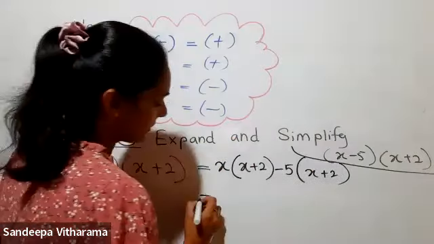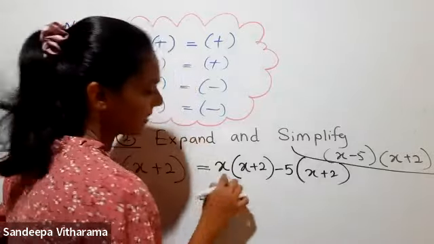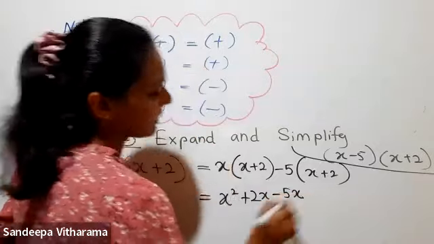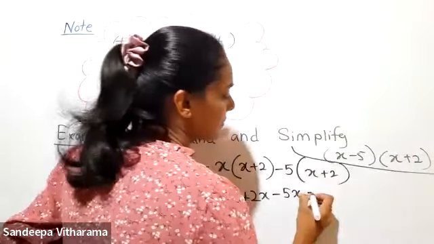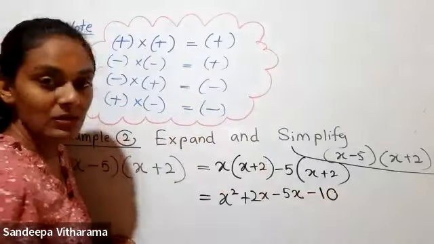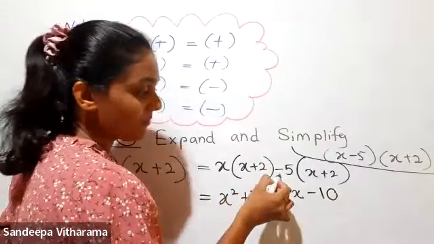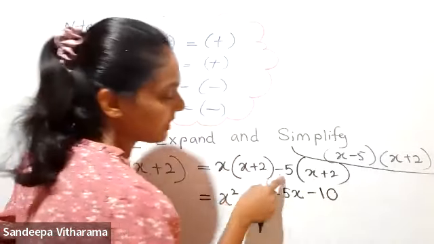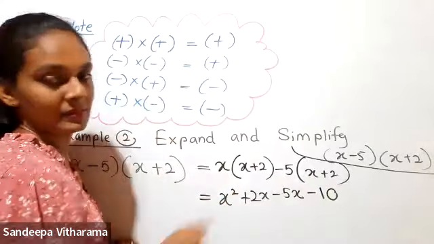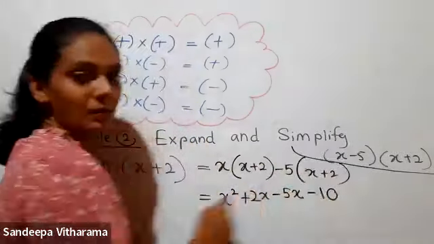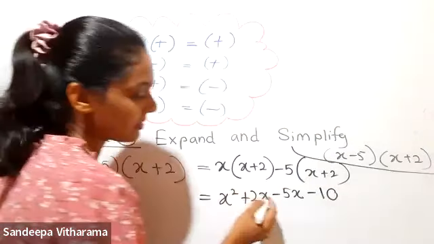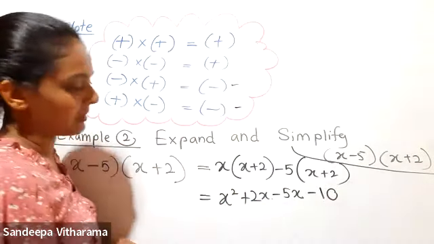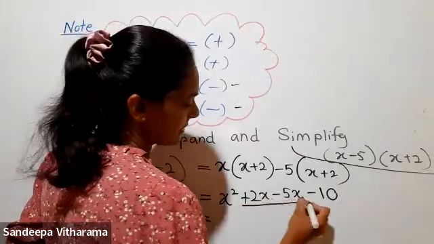Then let's multiply. x into x, x squared. x into 2, 2x. Minus 5 into x, minus 5x. Minus 5 into 2, this is minus 10. Why? Because a minus sign number, a negative number, by a positive number, minus sign into plus sign, should be minus. Different sign numbers, no? Then there is an addition.